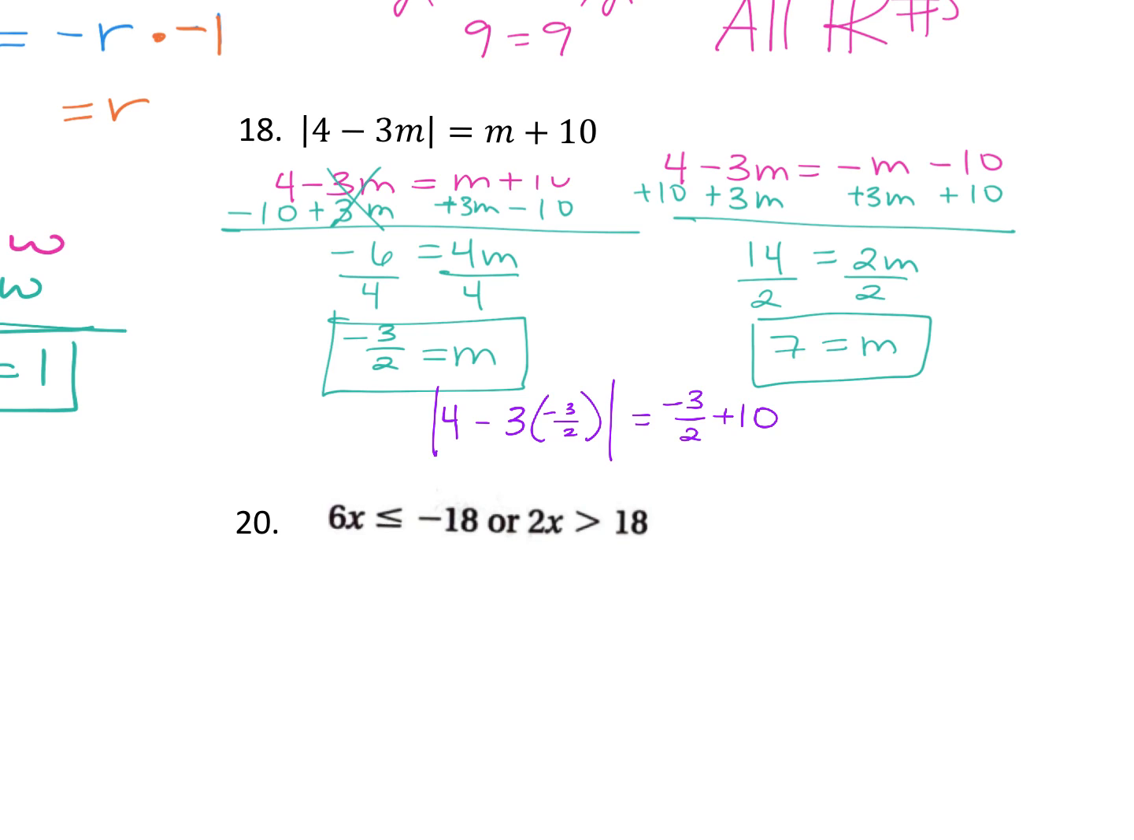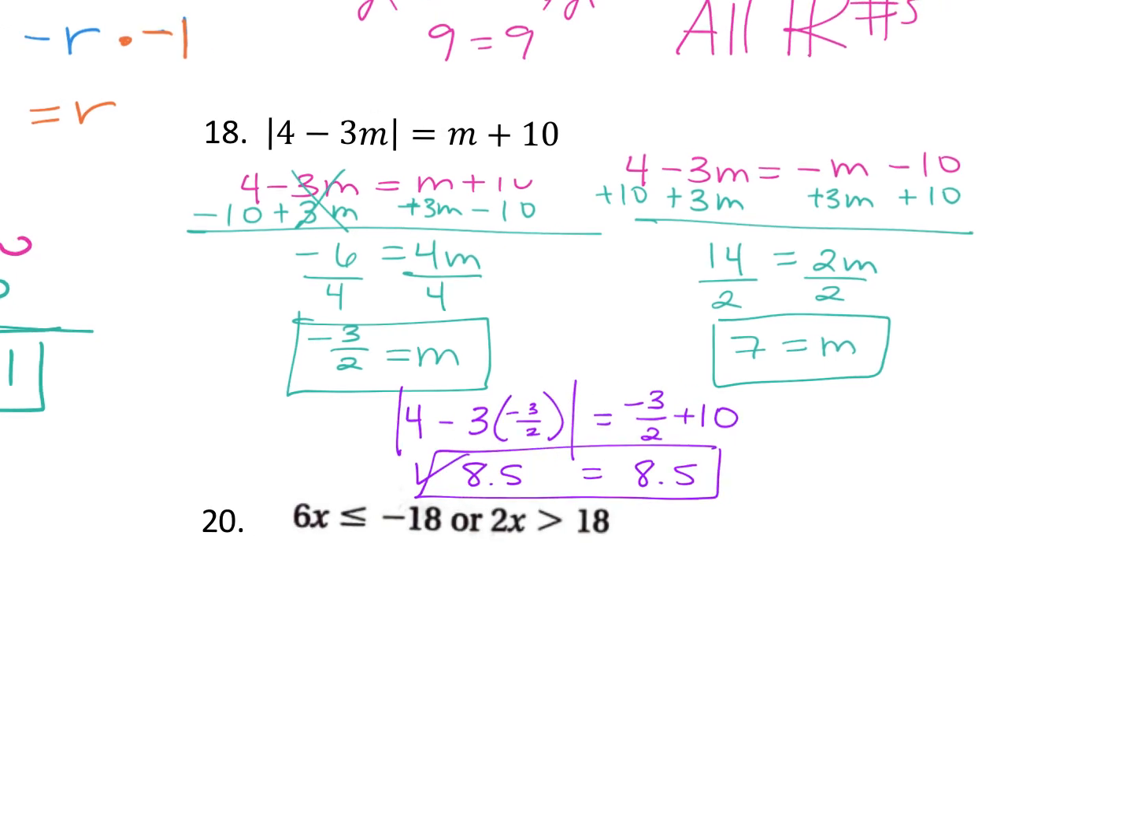If you plug that in, anyone got it? 4 minus 3 times a negative 3 halves. So this is 8.5 equals, this is 8.5. So that one checks out.